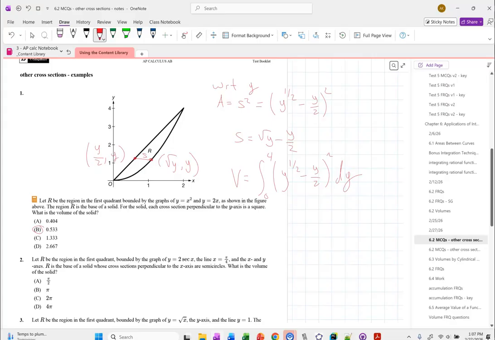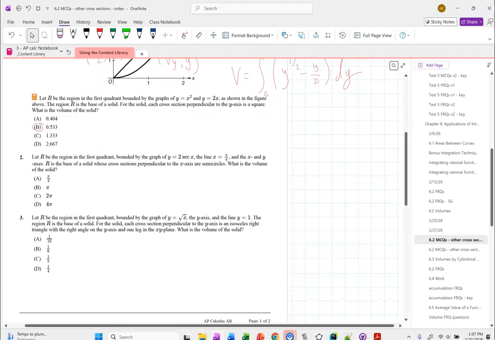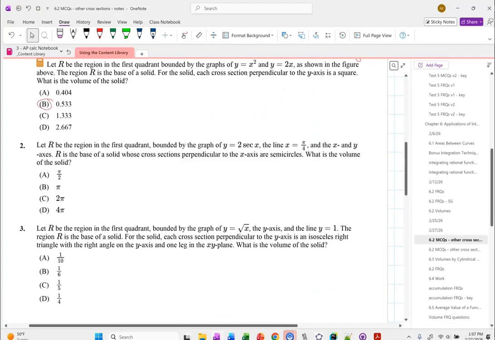Everybody okay? Notice how being able to see what the three-dimensional solid looked like was not terribly helpful to me, right? Like it didn't really affect much. The words basically gave me everything that I needed. Let's go to the next one.